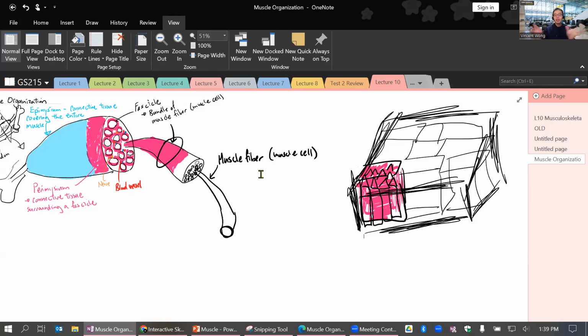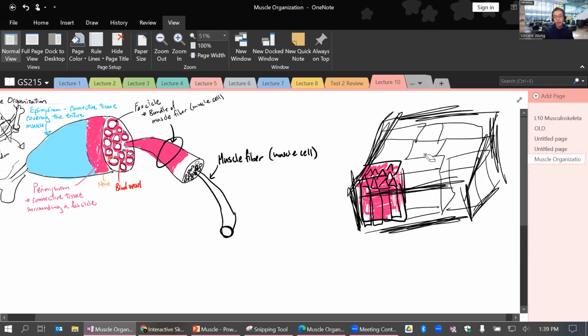So this big box might also come with some kind of shrink wrap, and that would represent the epimysium. Now let's go back to our crayon analogy. If you take one of these crayons out, you know how crayons have a bit of paper on it? That wraps around the individual crayon.